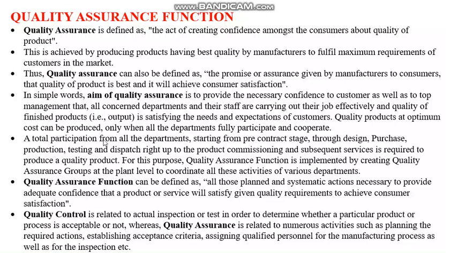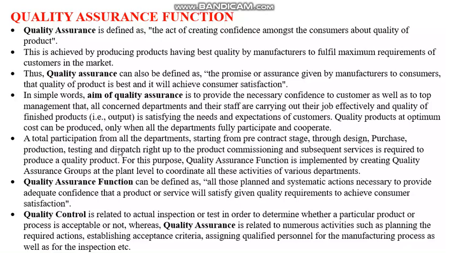Quality products at optimum cost can be produced only when all departments fully participate and cooperate. You see, everybody should participate. Actually, that's what we saw even in quality control function. It is not only the quality department. Everybody in the company, in the organization, is responsible for the quality of the products that they are producing. From the top level management even to the class 4, the sweepers and others. Everybody is responsible in some way.